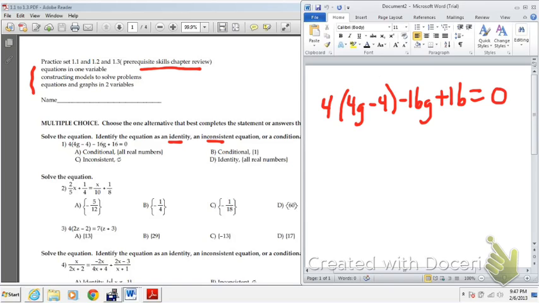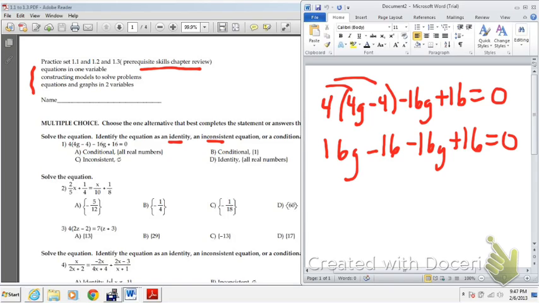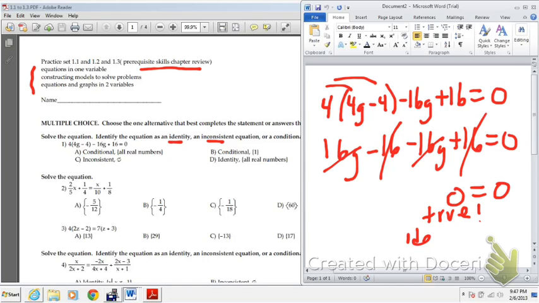So let's say you go to solve it, right? And you have 16g minus 16 minus 16g plus 16 equals 0. You keep cleaning, combine the like terms, the g terms cancel out. Negative 16 plus 16, these cancel out as well. So you're ending up with 0 equals 0. Aha! But 0 equals 0 is not a false statement. It's a true statement. In fact, it's an identity.